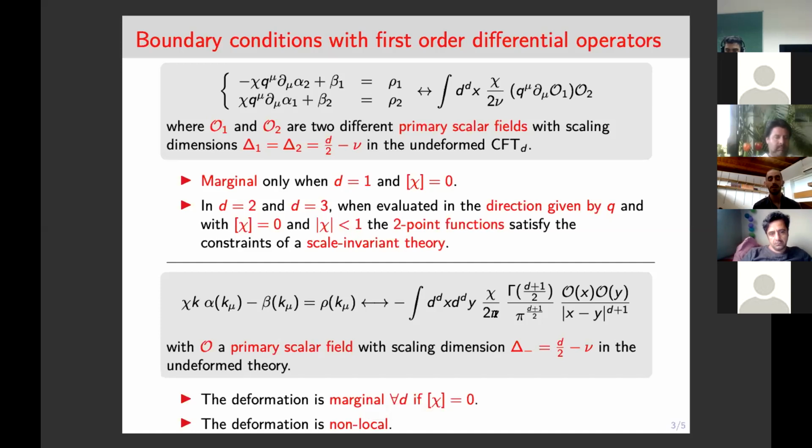We then studied the mixed boundary condition in the second part that involved the square root of the Laplacian, and we found that a theory in AdS with this boundary condition is dual to a conformal field theory deformed by this double trace deformation, which has the interesting property of being non-local, and it is also marginal for all values of d when the interpolating parameter chi is dimensionless.